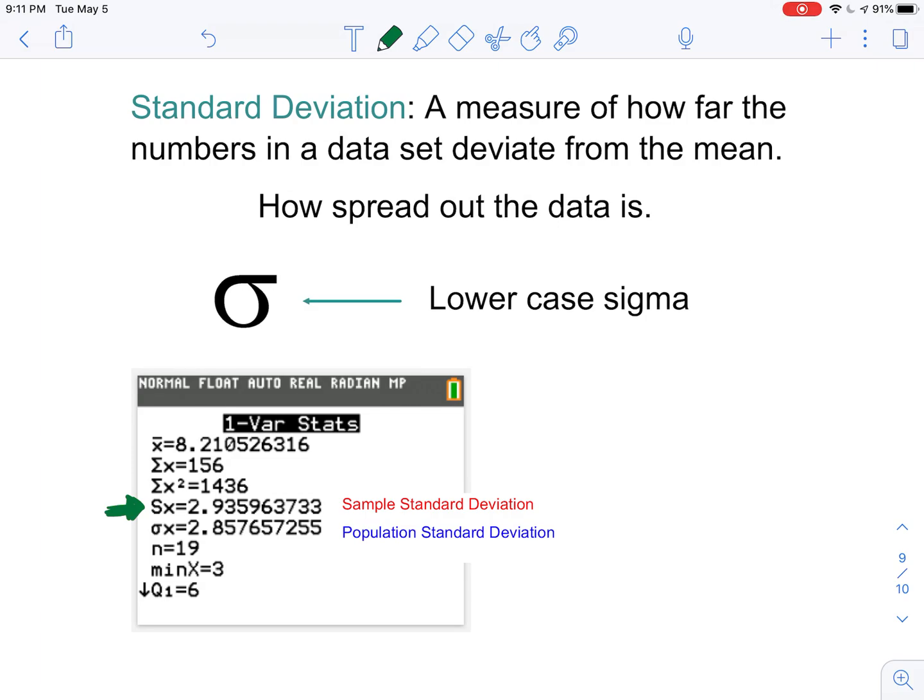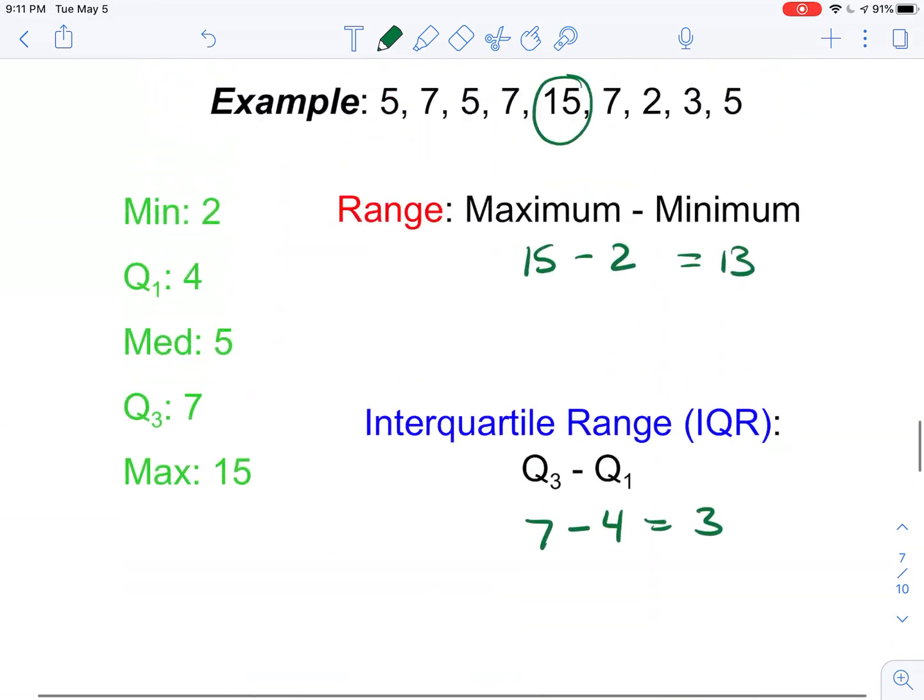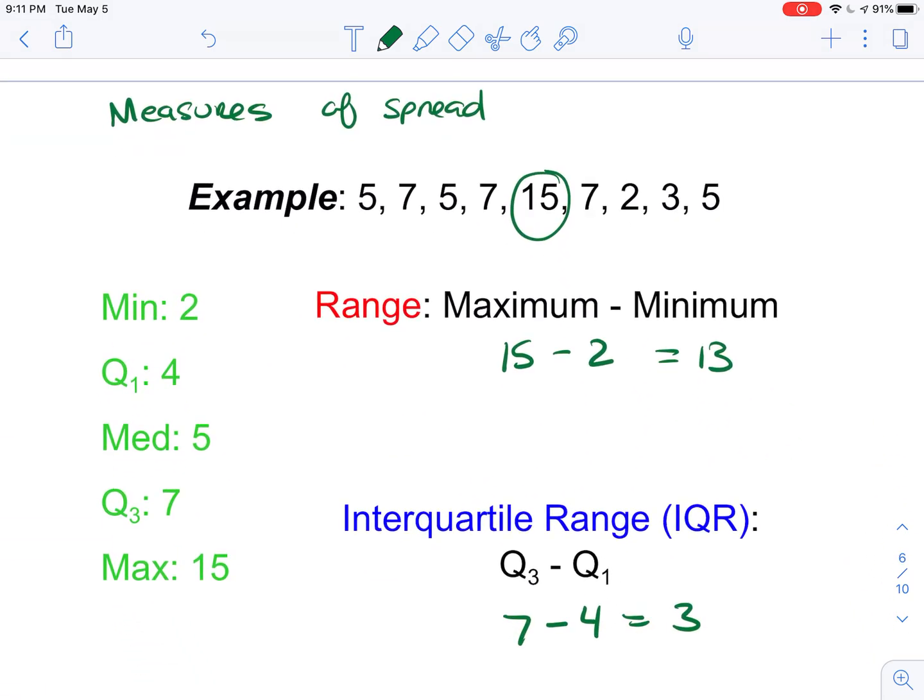Okay, so now what does this number tell me? Well, a high standard deviation, a big number, tells me that my numbers are very spread out from the mean. Okay, on average, the distance away from the mean is big. A low SX, or a low standard deviation, tells me that my numbers are more closely packed together towards the mean. Okay, they're not that far apart from the mean.